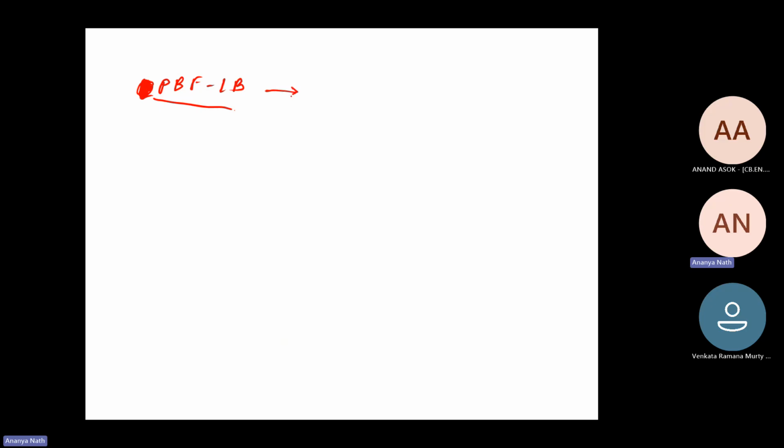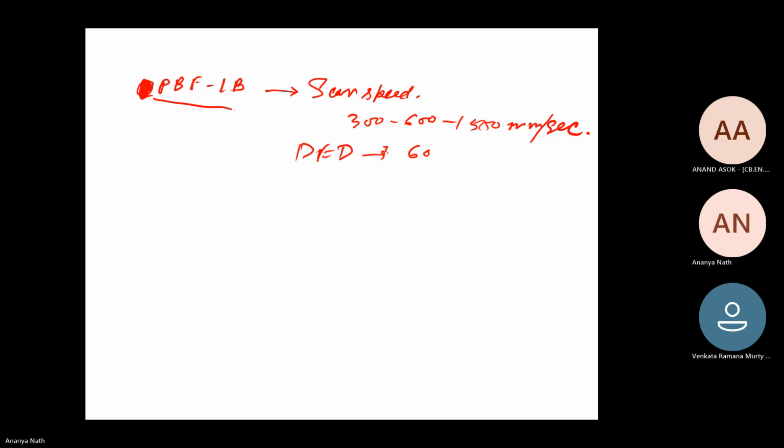In LPBF, the scan speed is around 300 to 600, sometimes 1500 millimeter per second, whereas in DED, this scan speed lies between 300 to 600 millimeter per minute. See the drastic difference. It's 60 times more, 100 times, 200 times more. So the first reason is clear.